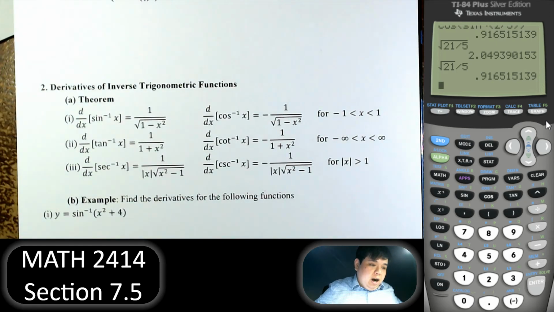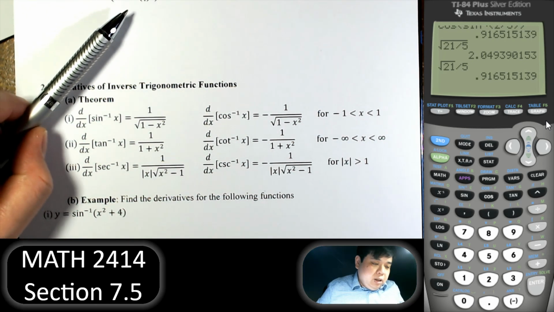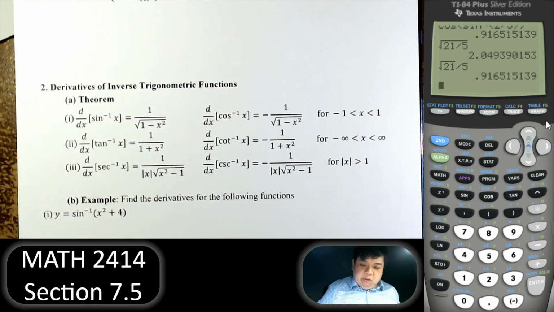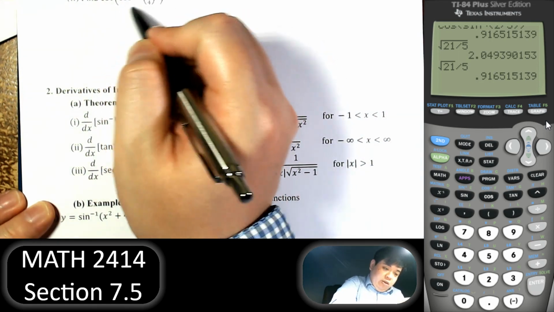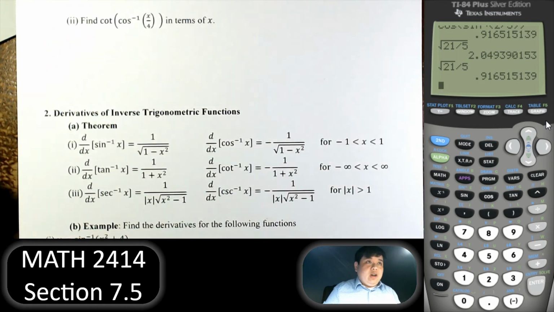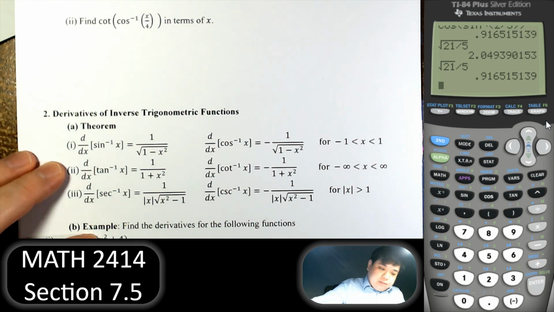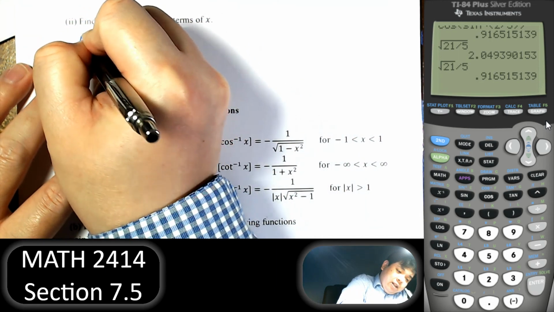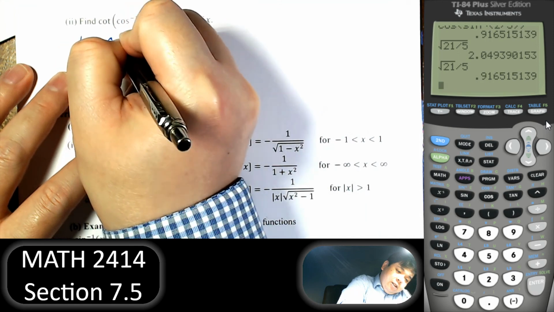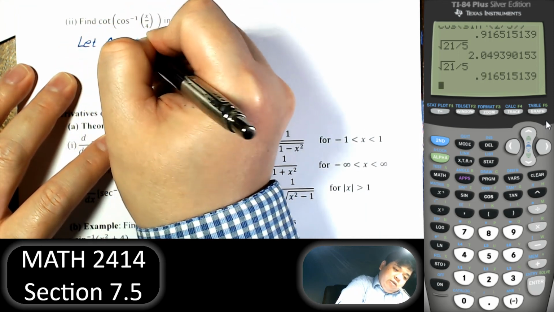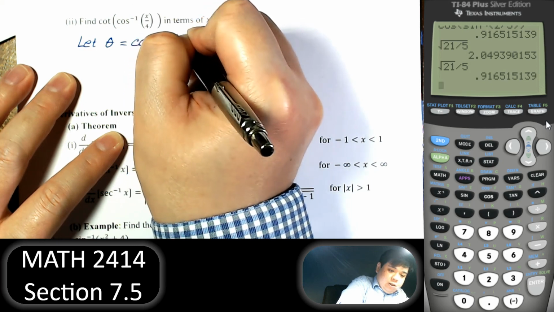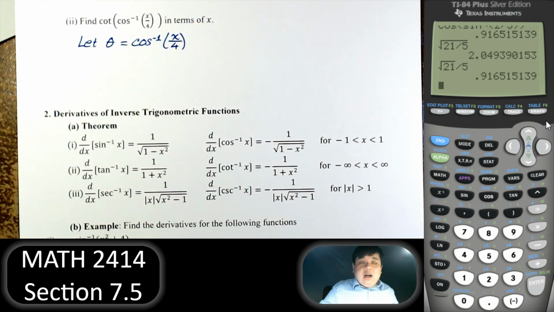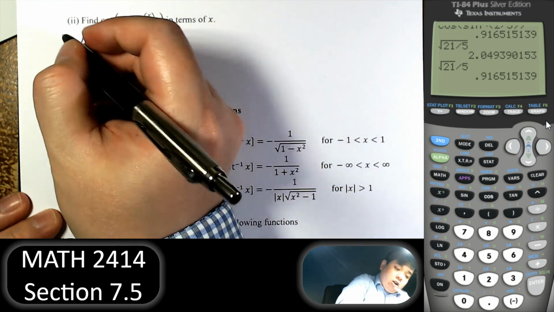Next, find cotangent of cosine inverse of x over 4. So first thing we do is we're going to make the inside of the inverse function give us the trig function. So we start with, let theta be equal to the inside of the inverse function. Now to get rid of that, we're going to take the function and cancel.